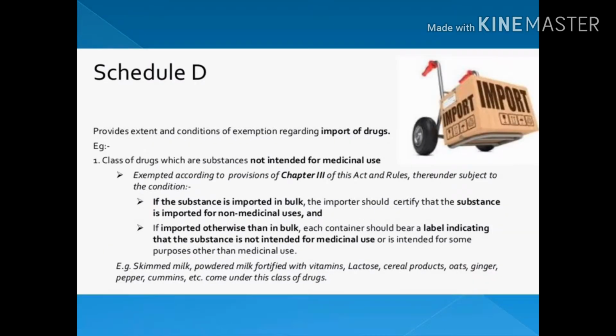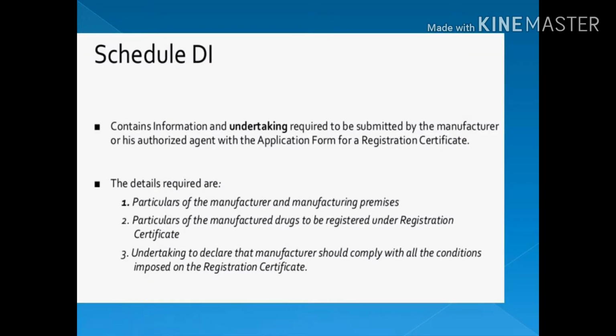Schedule D provides the extent and conditions of exemptions regarding import of drugs. Schedule D1 contains information and undertaking required to be submitted by the manufacturer or his authorized agent with the application form for a registration certificate. The details required are particulars of the manufacturer and manufacturing premises, particulars of the manufactured drugs to be registered under the registration certificate, and an undertaking to declare that the manufacturer should comply with all the conditions imposed on the registration certificate.